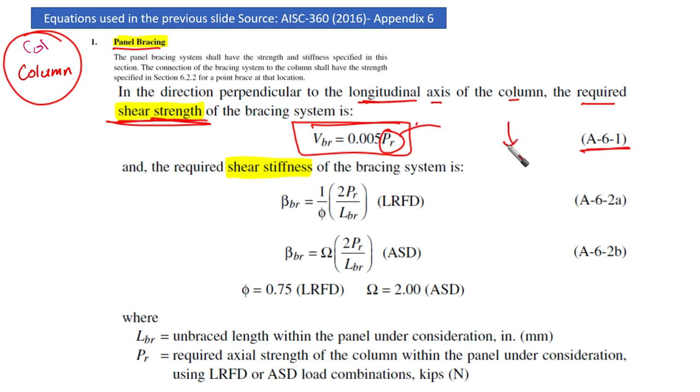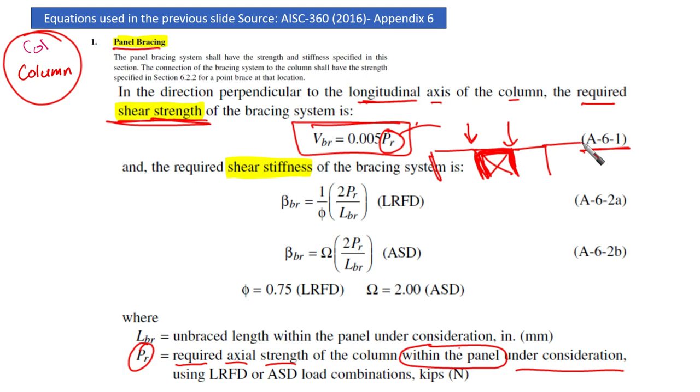Yes, exactly. It is the axial force on the column that is being braced, or the frame that is being braced. We call it the required axial strength. So PR is the required axial strength of column within the panel under consideration. Take care of this word, within the panel, because maybe we are putting this bracing to provide stability for this panel. If we have more than one panel and there is no other stability bracing, then the summation would be used in this case.